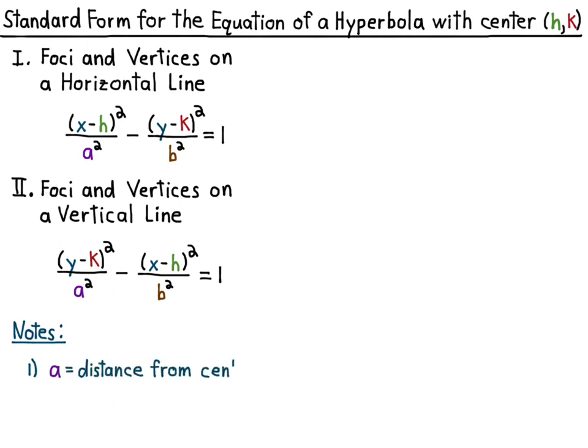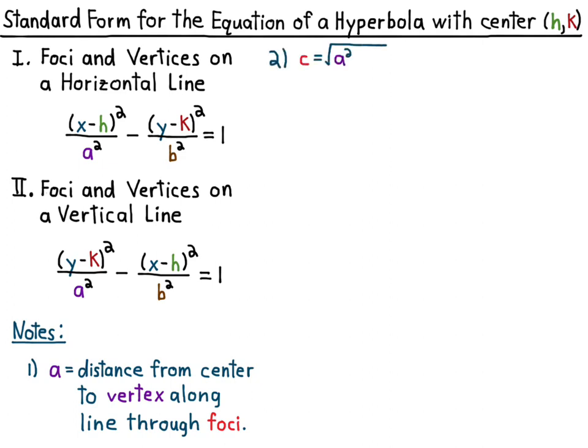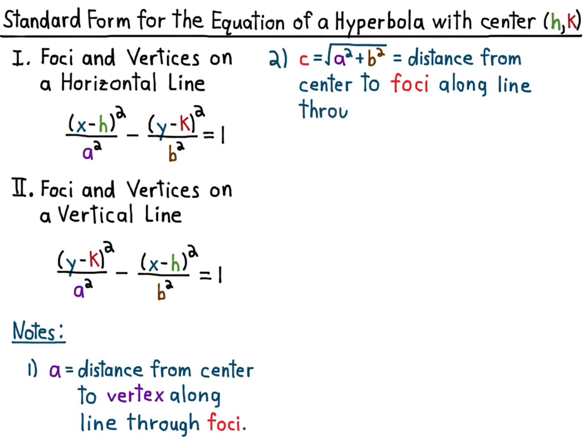So I just made a note of some of this stuff. A is the distance from the center to the vertex along the line through the foci. The center, the foci, and the vertices are all on the same line. Now we have this formula, c equals the square root of a squared plus b squared. This looks just like the Pythagorean theorem, c squared equals a squared plus b squared.